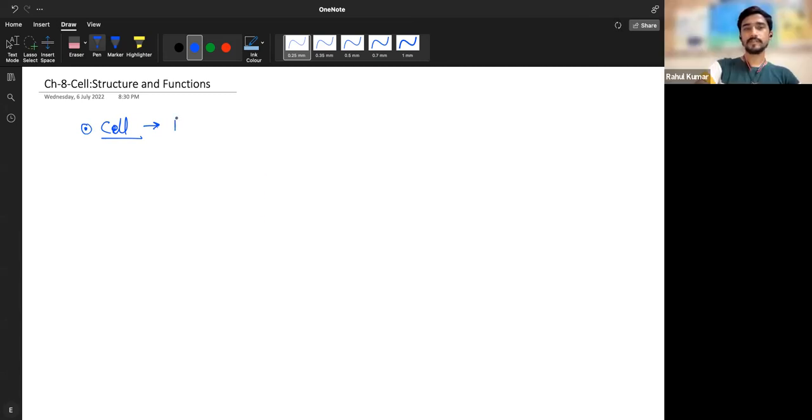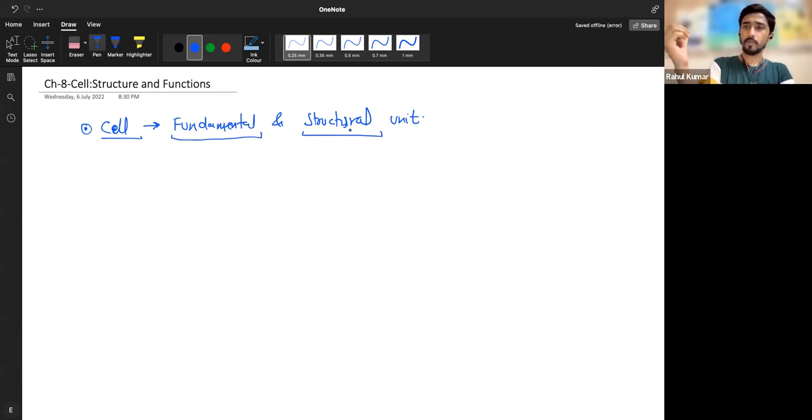So you used two words, fundamental and structural unit of life, right? Okay, very good. So why do you say it is fundamental and why do you say it is structural? Because if I ask you, how is the cell the structural unit? Shouldn't it be the proteins that are the structural unit of life? Proteins make everything in our body. In fact, protein makes the cell.